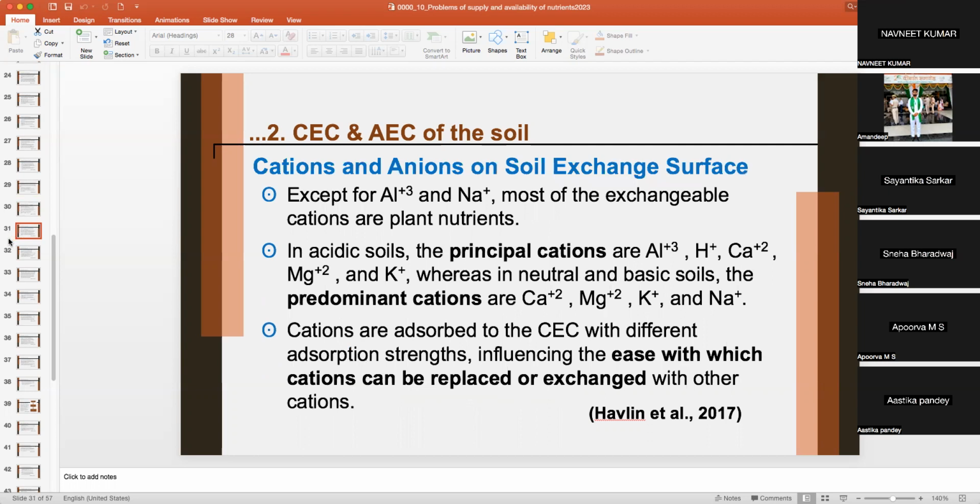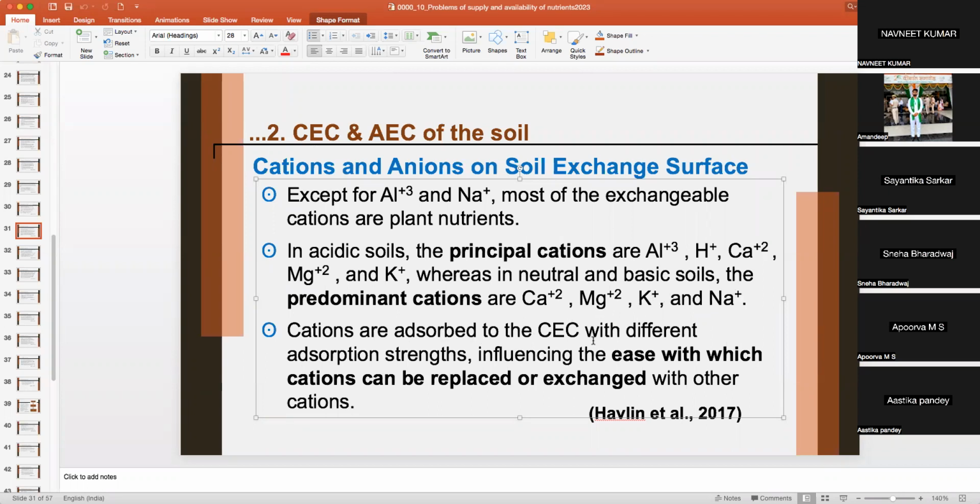Now, cations and anions on the soil exchange surface. Except aluminum and sodium, most of the exchangeable cations are plant nutrients. In acidic soil, the principal cations are aluminum, hydrogen, calcium, magnesium, and potassium, whereas in neutral and basic soils, the predominant cations are calcium, magnesium, potassium, and sodium.